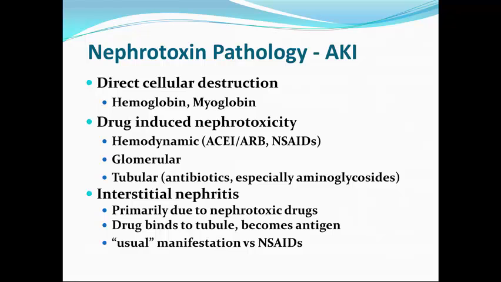The population to be especially aware of with the interstitial nephritis are elders. They tend to have more hyperkalemia, more protein in their urine, and more hypertension because of the volume from an NSAID nephrotoxic interstitial nephritis.